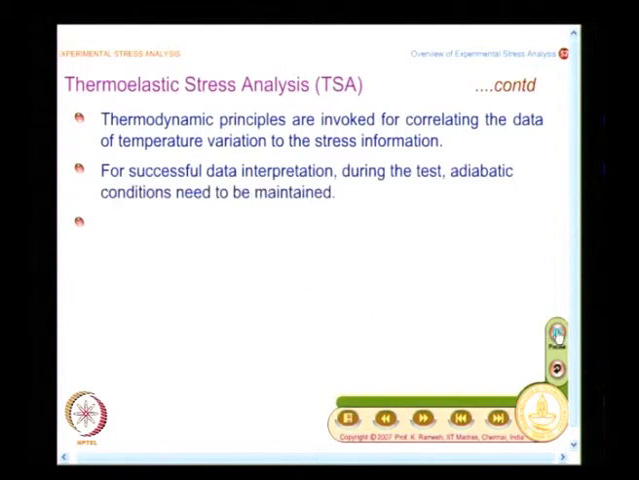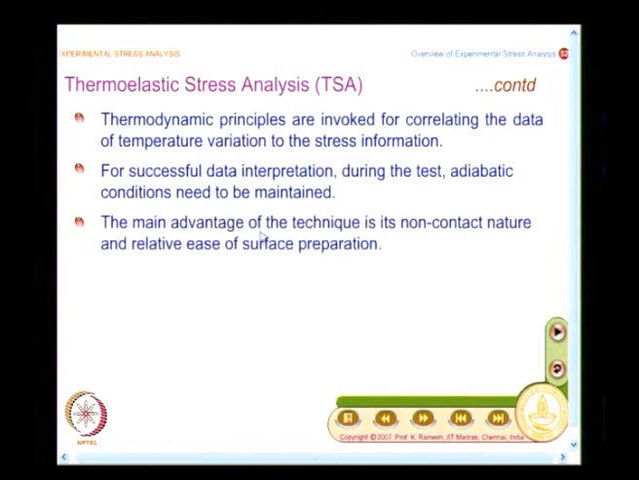and you need to maintain adiabatic conditions for successful data interpretation, and this adiabatic condition comes in the form of what is the frequency of loading. There is a recommendation of what is the minimum frequency of loading you have to maintain. So, you have to look at this. So, the requirement of adiabatic conditions imposes certain restrictions on how you do the experiment.